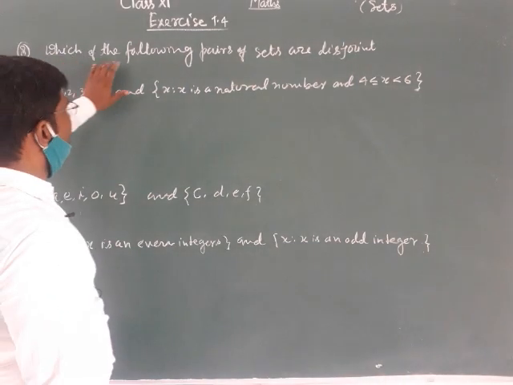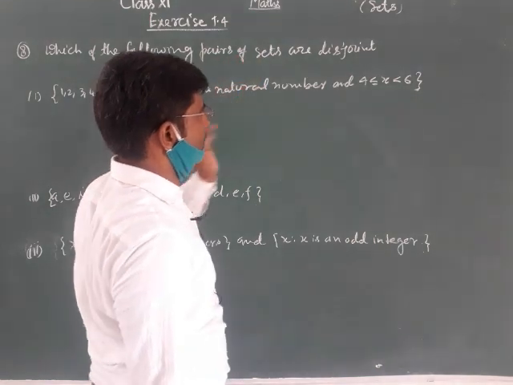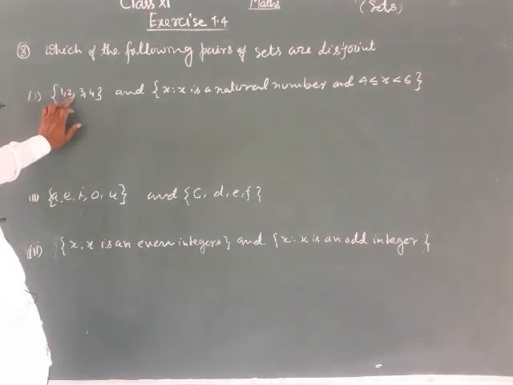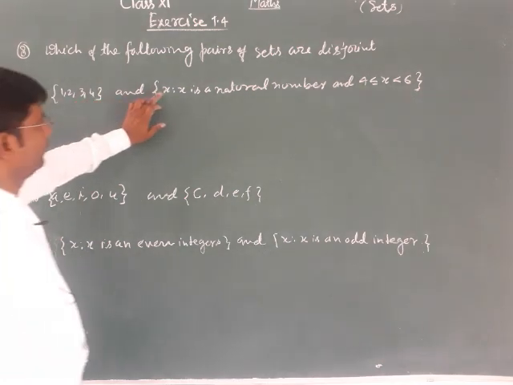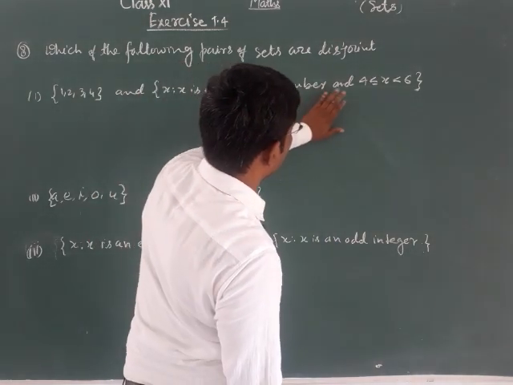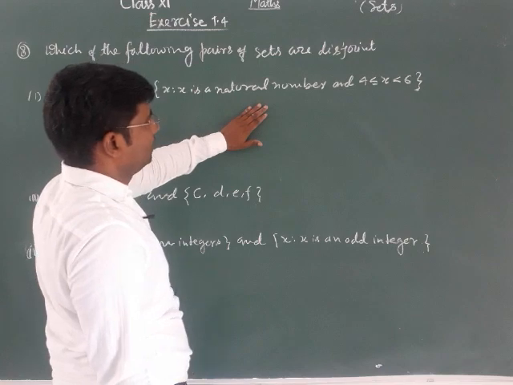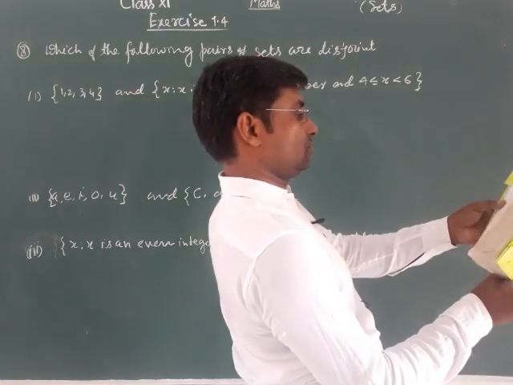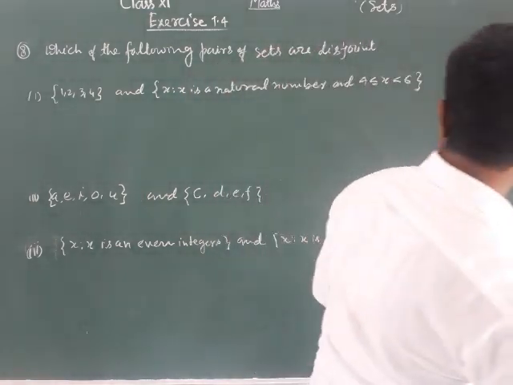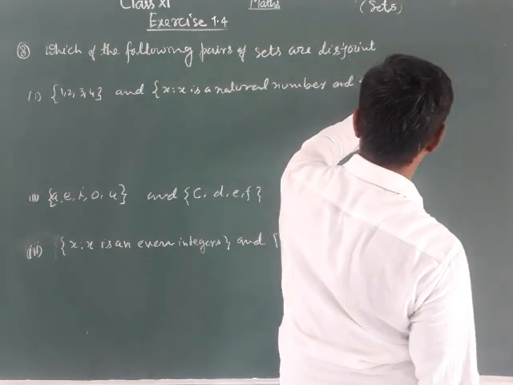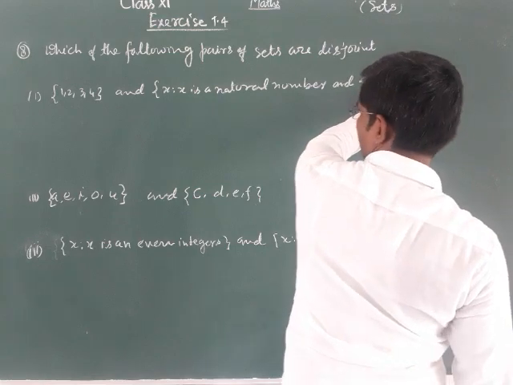Question number 8. Which of the following pairs of sets are disjoint? First part: the set with elements 1, 2, 3, 4 and another set, {x such that x is a natural number and 4 ≤ x < 6}.